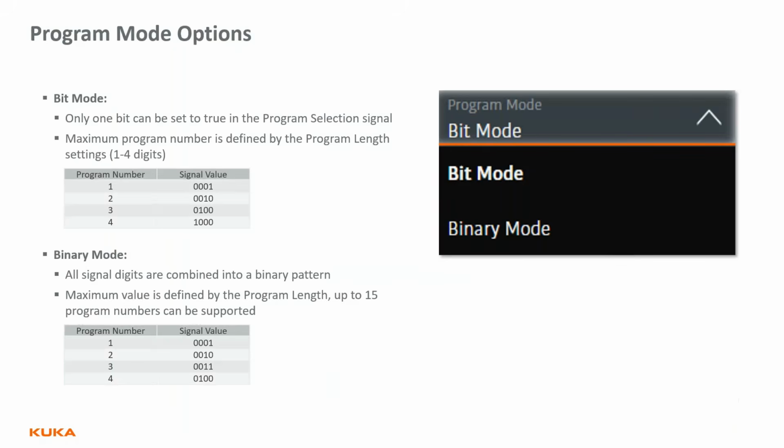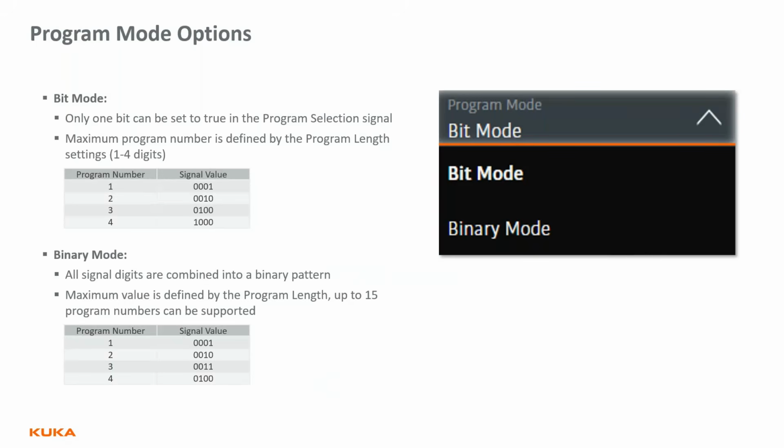So the program mode can be configured in bit mode, where only 1 bit is true in the signal at any one time. And the program number is represented by the position of that bit in this full signal. This limits the program number to the number of bits in the signal.